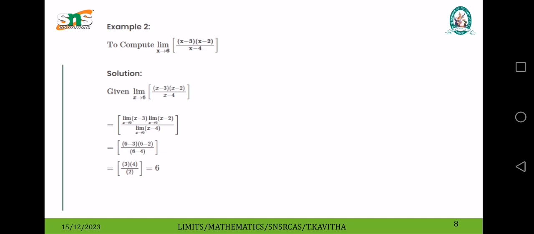The second example is to compute limit x tends to 6 of x minus 3 into x minus 2 divided by x minus 4. Here we use the multiplicative and division rules also. Therefore, we separate the limits. Limit x tends to 6 of x minus 3 and limit x tends to 6 of x minus 2 divided by limit x tends to 6 of x minus 4. We substitute the x value as 6, then we get 6 minus 3, 6 minus 2, 6 minus 4, 3 into 4 by 2, that is equal to 6.